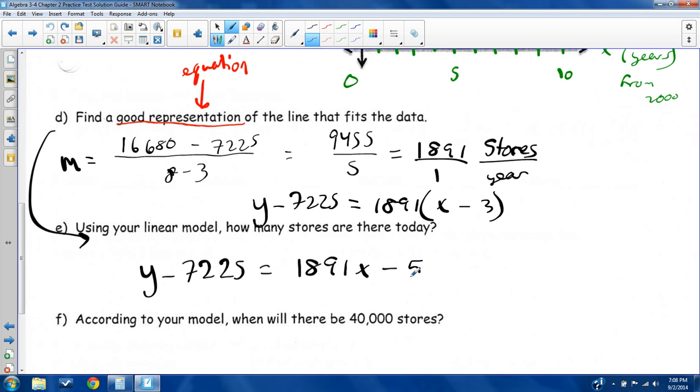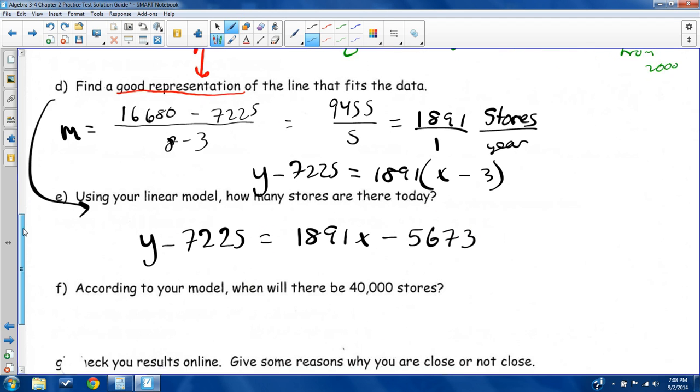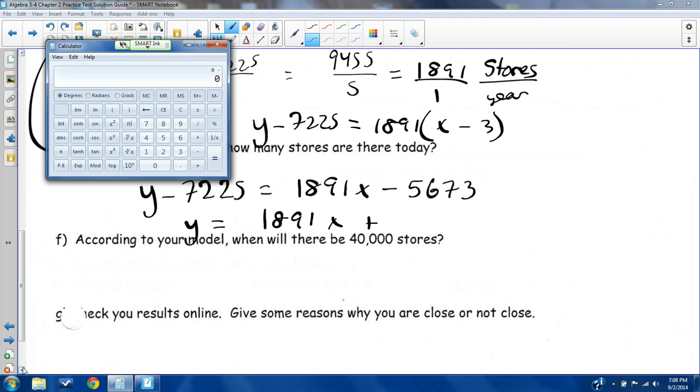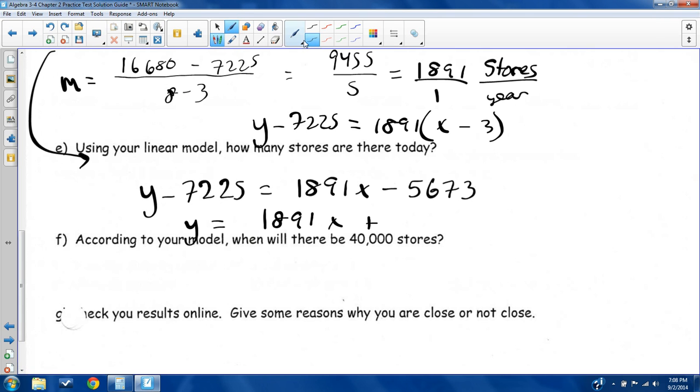Okay, so that was 5673. Okay, add 7225 over. Now, you know, these are big numbers. This is y equals 1891x plus, I don't know that math either, negative 5673 plus 7225. 1552. Awesome. Not too bad in numbers there. 1552. Okay. That's my equation.